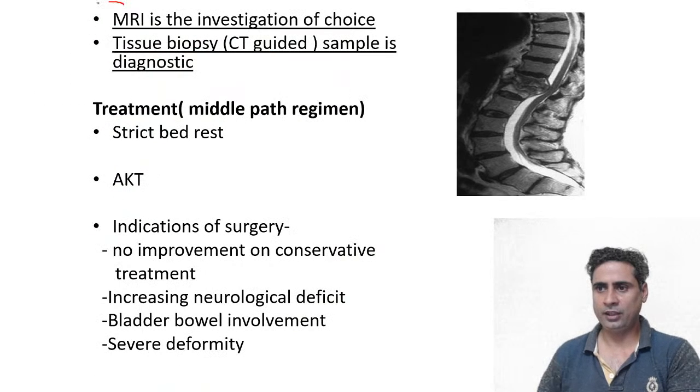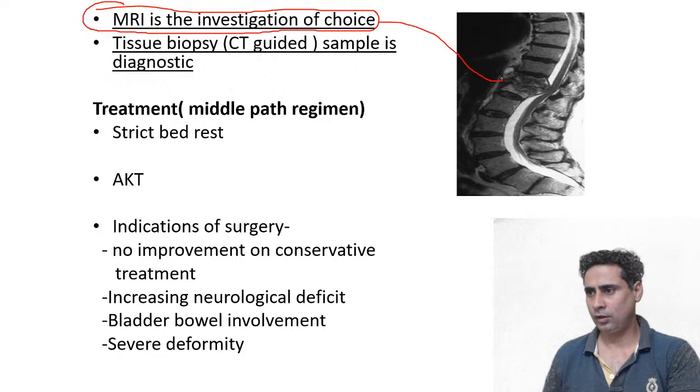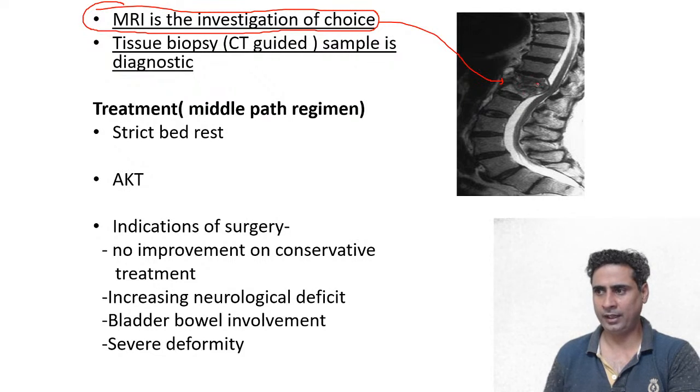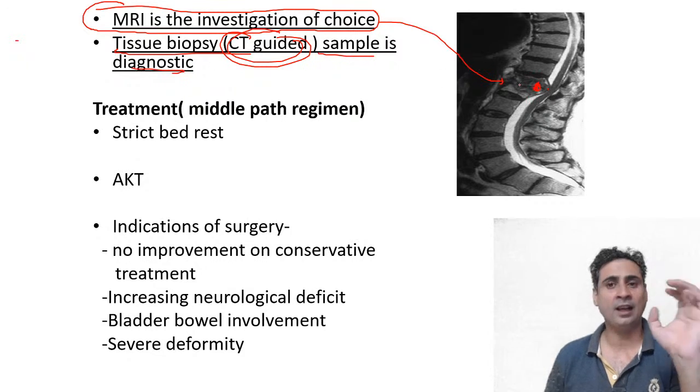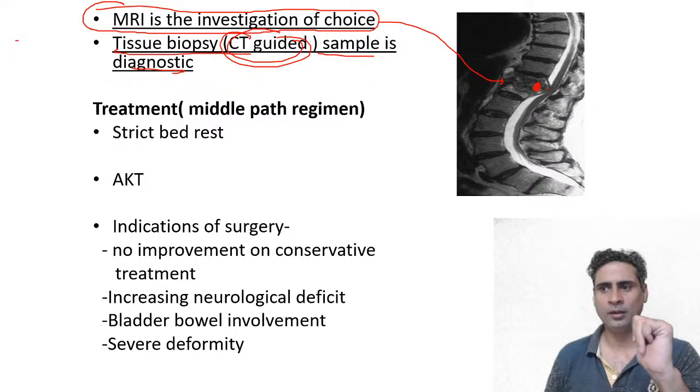MRI is the radiological investigation of choice, which will show a paradiscal lesion compressing the spinal column from the anterior side. But the most confirmatory is always a tissue specimen. So tissue biopsy under CT guidance is the diagnostic procedure of choice, where you take out the tissue from this area under CT guidance and then do various investigations for tubercular bacteria.